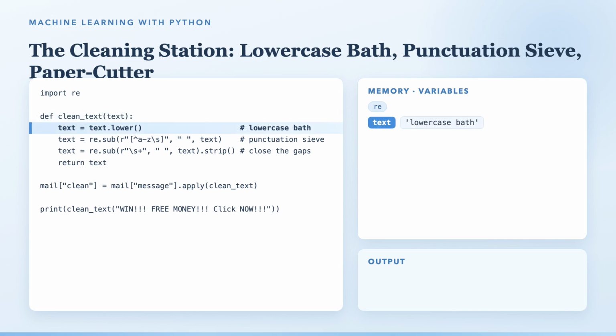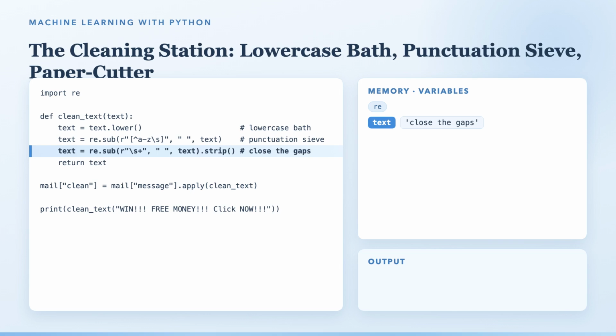Then we close up the extra spaces, and the paper cutter taps down. 5 clean word cards remain. Win, free, money, click. Now, one last line. Apply clean text, and every one of our 5,000 letters takes the same gentle bath. Take a moment here. Messy text in, tidy word cards out. Most of real machine learning is exactly this kind of quiet housekeeping.